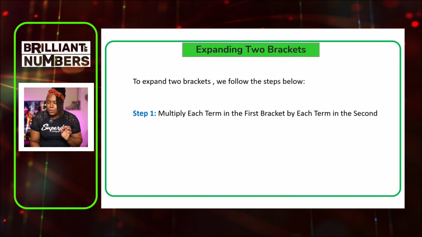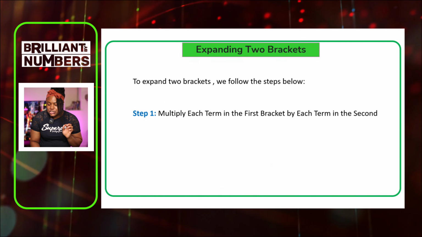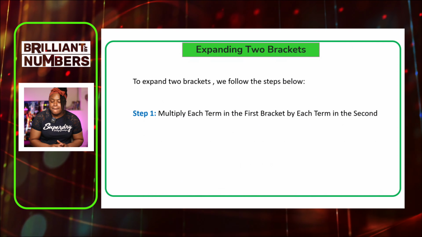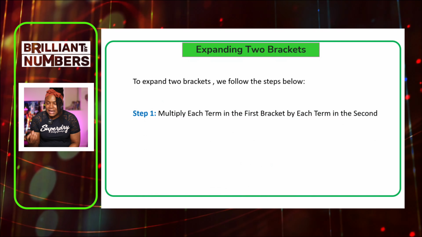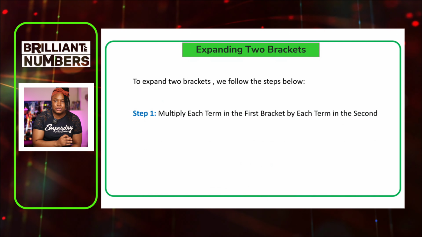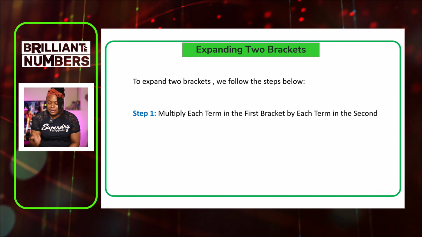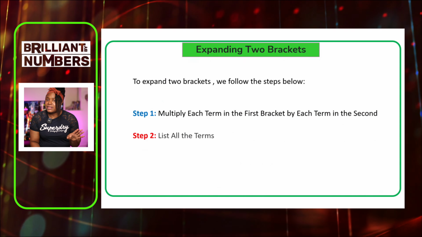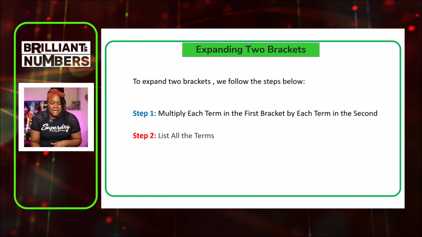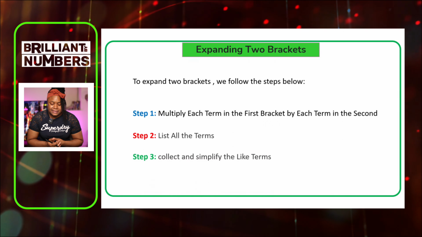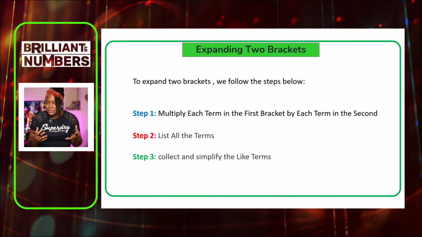Whenever we expand two brackets, these are the steps we follow. Step 1, we must multiply each term in the first bracket by each term in the second bracket. After we've done that, we would have listed all the terms, and we simply collect our like terms and simplify where possible. You would have seen this in the first one, so we would have had the experience of simplifying. Beautiful. Now we're going to go into our first example of expanding two brackets.